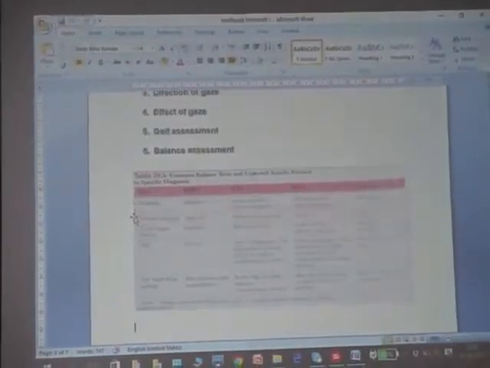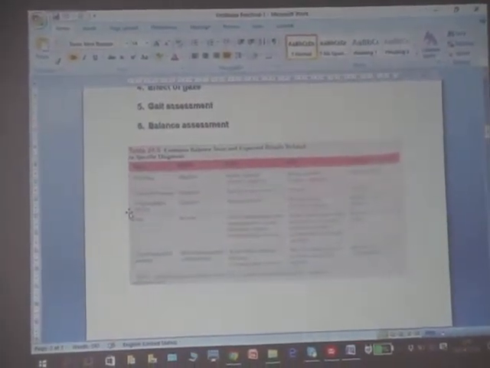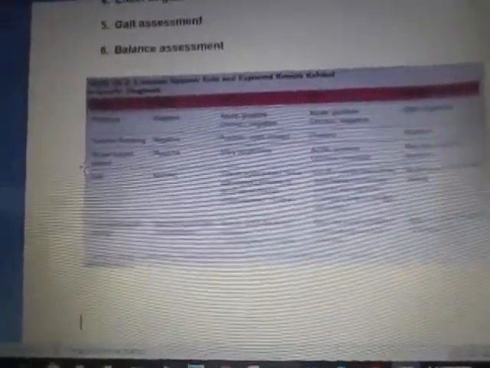Balance assessment and all. Now we have to do this. This is a common balance test you have to do for people with vestibular problems. This is to see whether there is a problem. There are three main problems. Benign paroxysmal positional vertigo, BPPV, is one problem in the vestibular system.